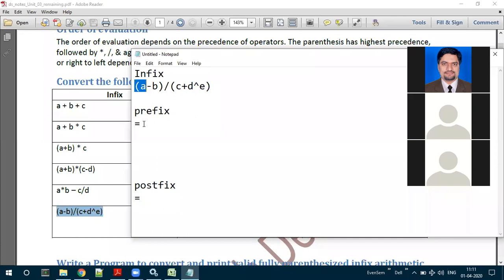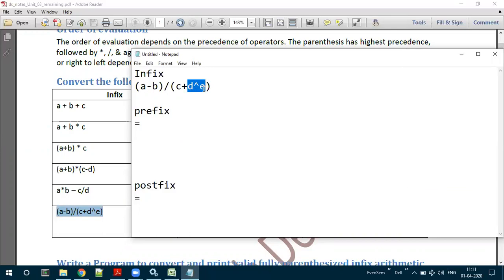Now here the infix expression is what? A minus B, which is placed within a pair of brackets. And then we have a division operator, and then again within the brackets, what we have? C plus D, and here the operator is called power, D raised to E. This is D to the power of E.